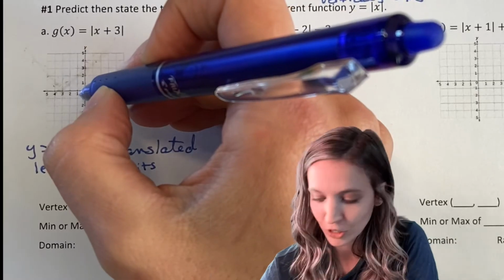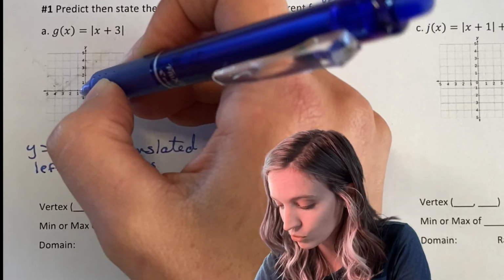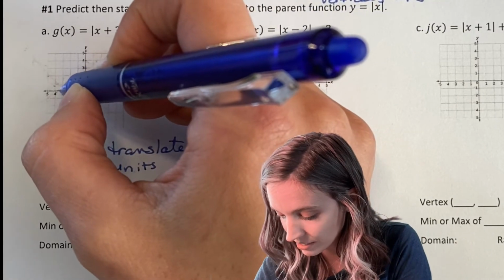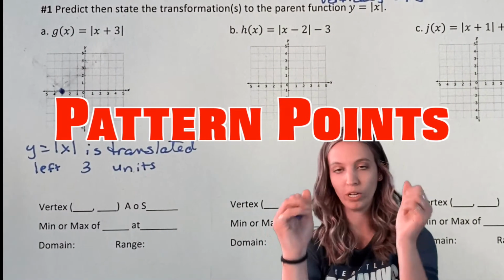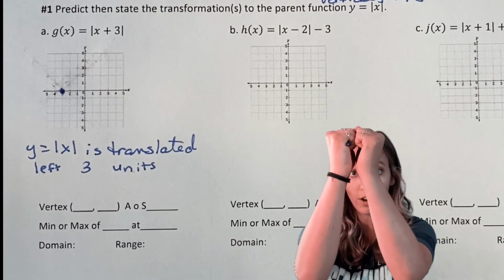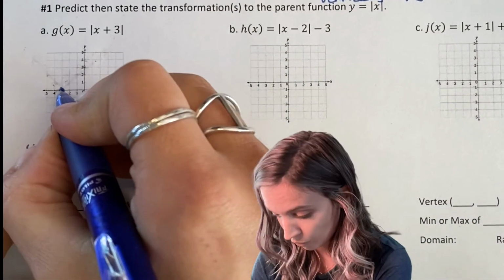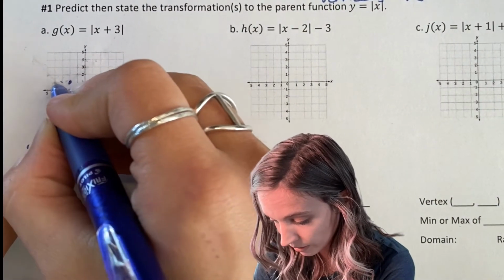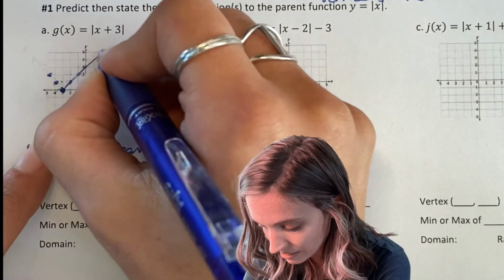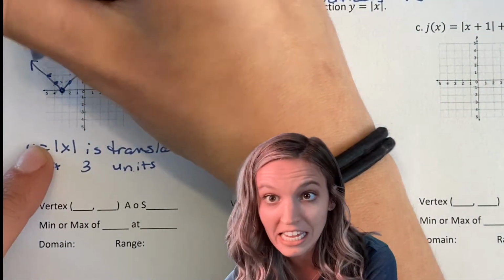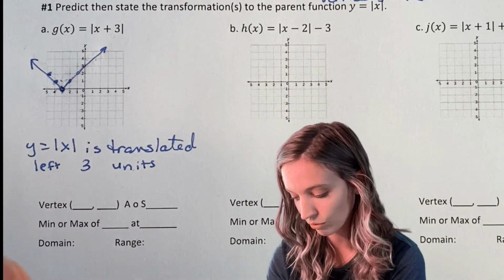So on my parent function, my original vertex would be right here at 0, 0. So if I'm translating this graph to the left 3, my new vertex is gonna be at -3, 0. So now my pattern points are from my vertex, I go up 1, over 1. Then I keep going up 1, over 1. So from my vertex, up 1, over 1 on both sides, up 1, over 1 on both sides, and I get that nice solid absolute value V shape. So there's my absolute value graph shifted to the left 3 units.